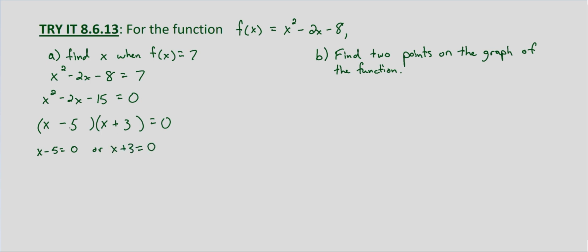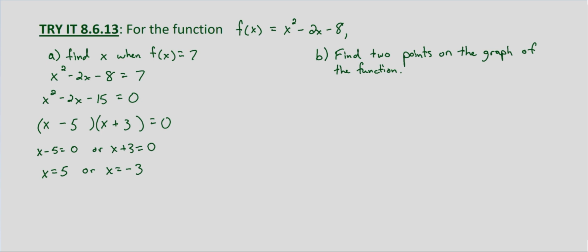According to the zero product property, we know one or the other of them is going to equal 0 in order for the product to equal 0. So x equals 5, or x equals negative 3. Now to check these, we could substitute them back into our original equation, but just take my word for it that they are a solution in this case.